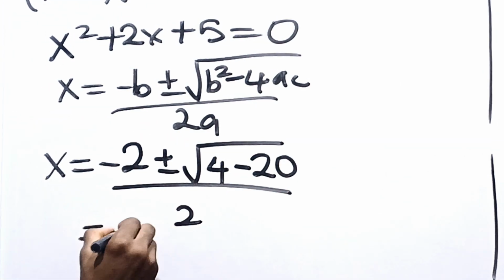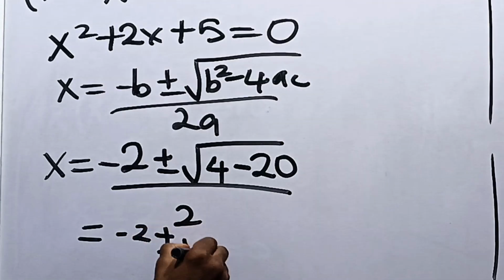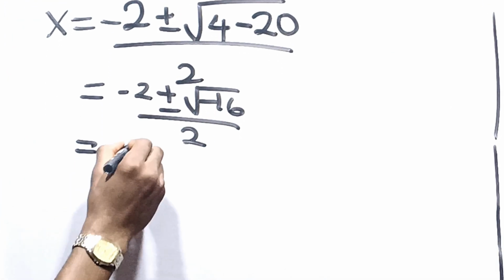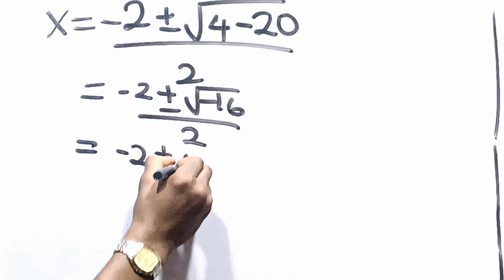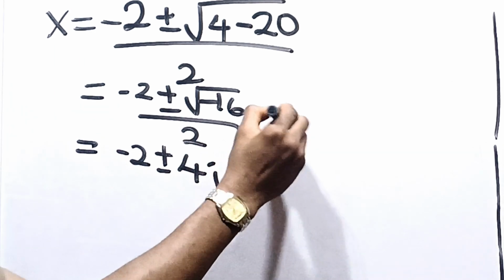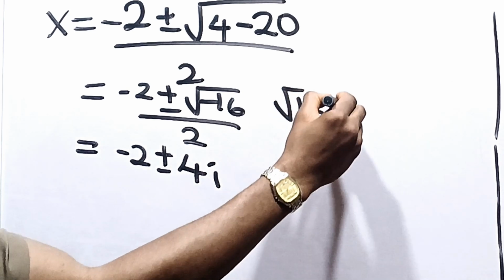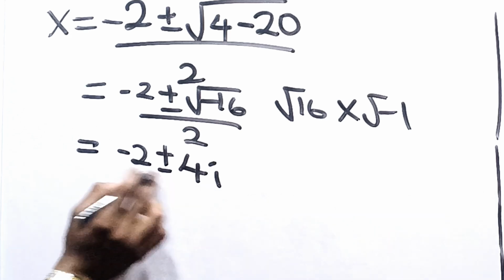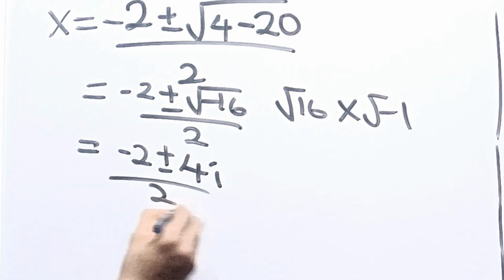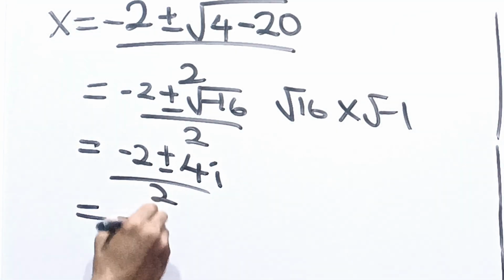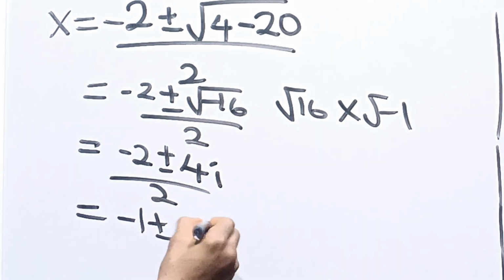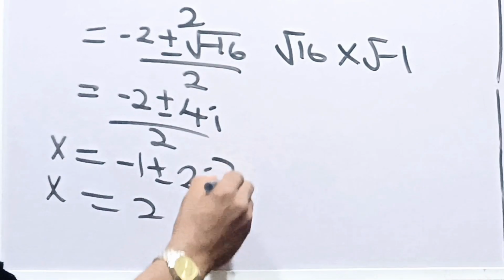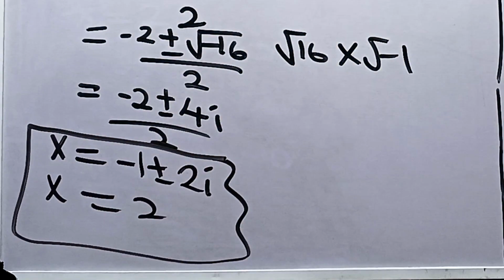So this is equal to minus 2 plus or minus the root of minus 16, all over 2. The root of minus 16 is 4i, because you have the root of 16 times the root of minus 1. The root of minus 1 is i, and the root of 16 is 4. Then dividing by 2, this becomes equal to minus 1 plus or minus 2i as x, and our first answer for x is that x is equal to 2. So these are the 3 answers for x in this question.